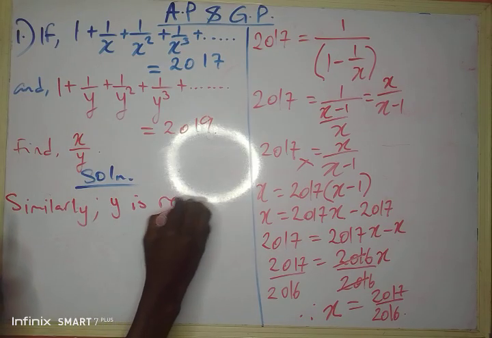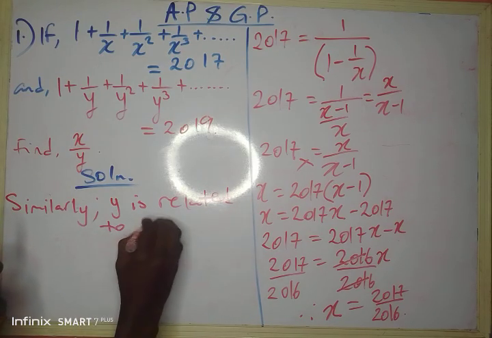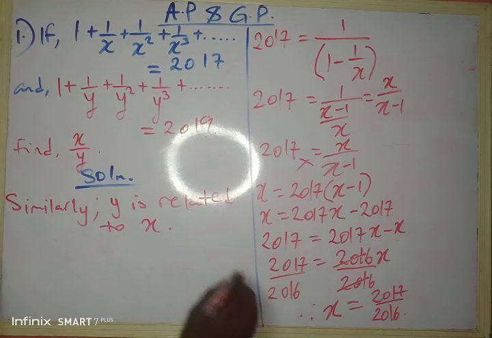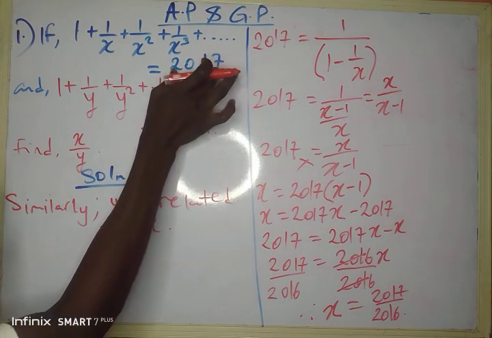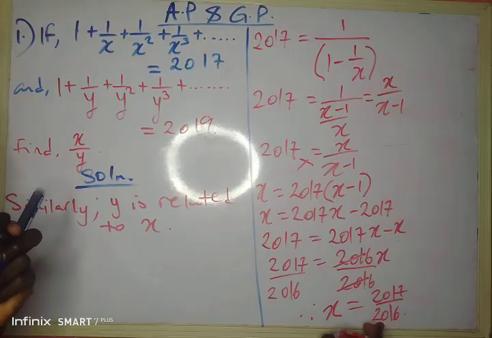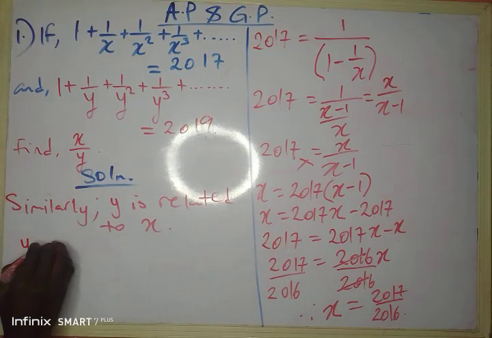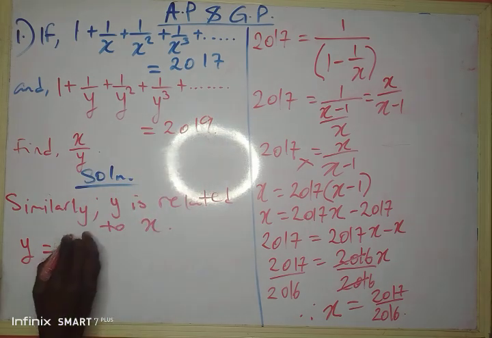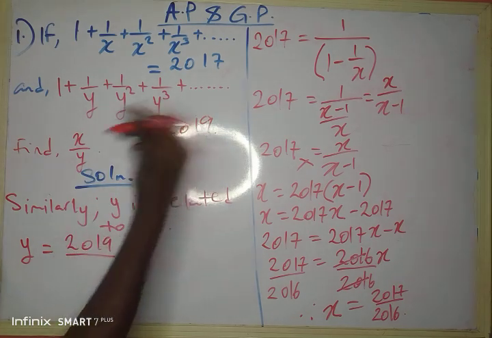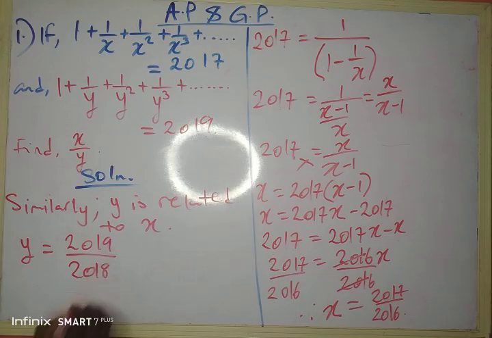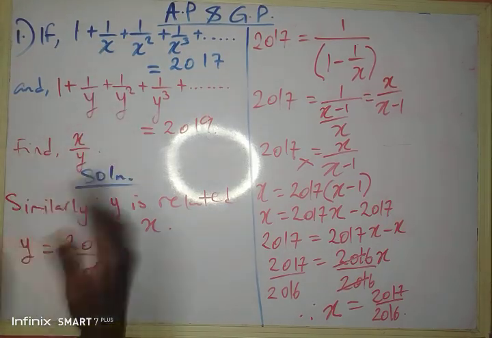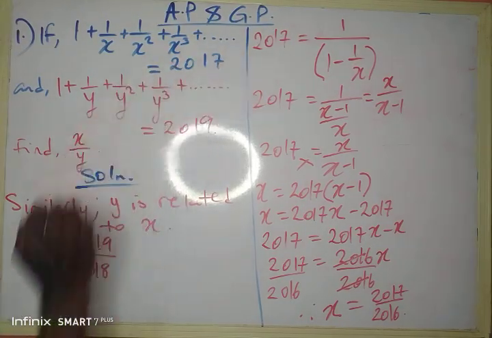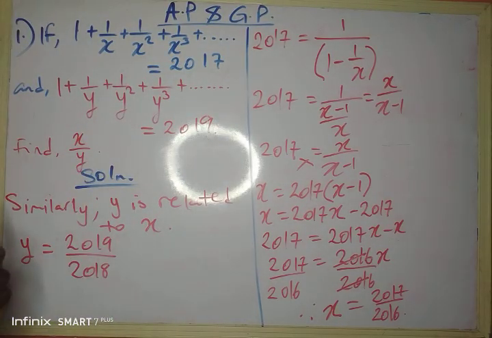y is related to x, which means I can say from here, they said x is 2017, which is the sum of everything, divided by the year before it, 2016. That means y will also equal the sum of everything, 2019, divided by the year before it, 2018. If you understand the previous cases that we did, you will see that x and y are related. The only thing that is different is the sum of everything.